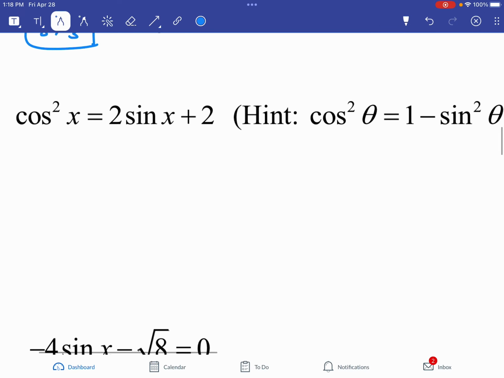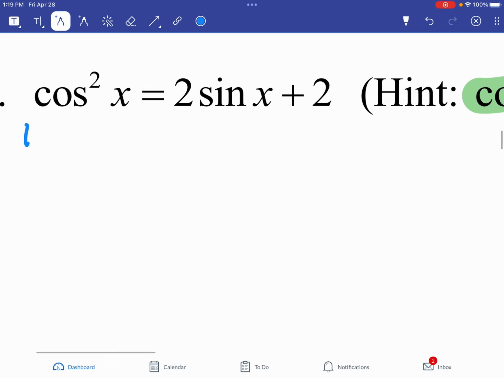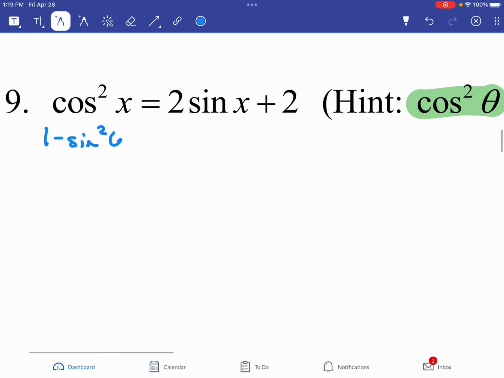This one's taken directly, well, I think they're all taken directly from the practice. Here you're given a hint about what to do. I'm going to replace my cosine squared value with 1 minus sine squared. So I'm going to put 1 minus sine squared equals 2 sine of x plus 2. Okay, I'm going to move the stuff on the left to the right. So I'm going to subtract 1 and add sine squared x.